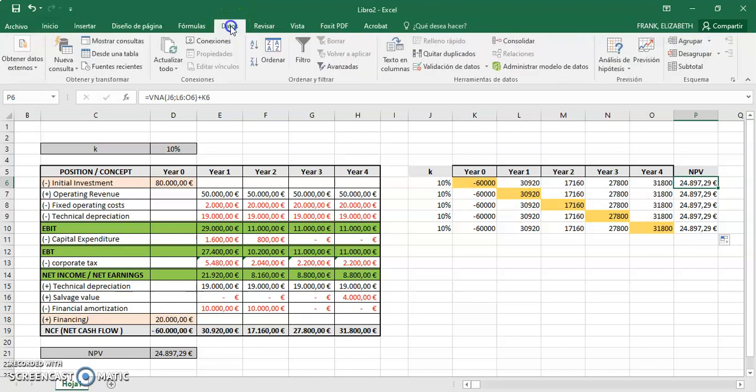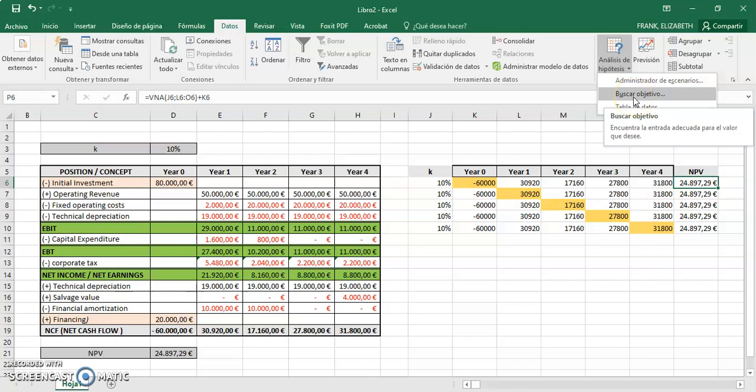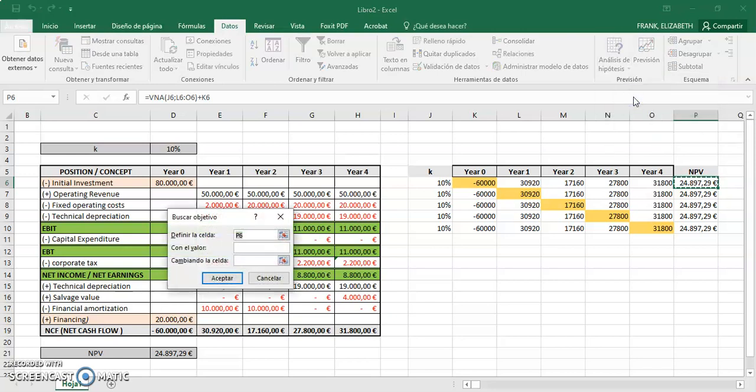So in English, this would be data. In Spanish, it's datos. And within this tab, we go very much to the right, and we see there is a section which is called análisis de hipótesis. In English, this would be what-if analysis. Okay, so here we just press on the análisis de hipótesis, or what-if analysis, and here another tab opens, and we choose the second option here, buscar objetivo, and in English this would be goal seek.